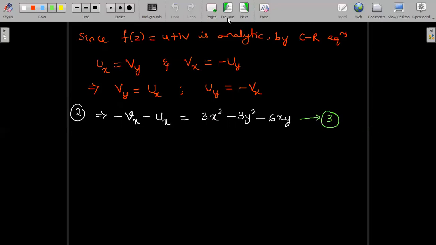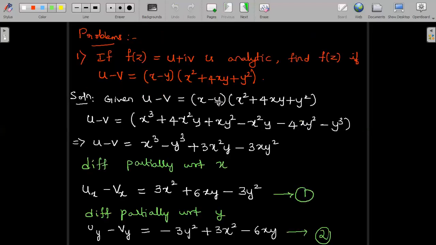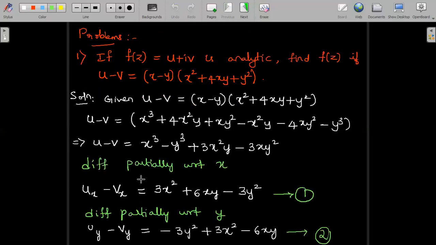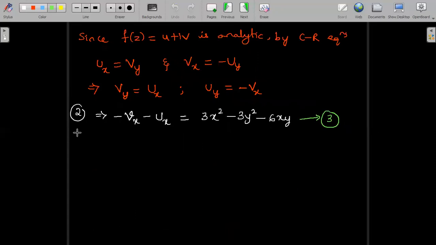Right hand side, when I am writing, I have just taken care to write the positive term first. That is 3x square was the positive term that we had. And then I have written minus 3y square minus 6xy. So this is equation 3 for us. Now the purpose of equation 1 and 3 is to solve them simultaneously. Now just for convenience, I will rewrite equation 1 once again in the next page, so that when we look into equation 1 and 3, it will be helpful for us to solve them simultaneously.